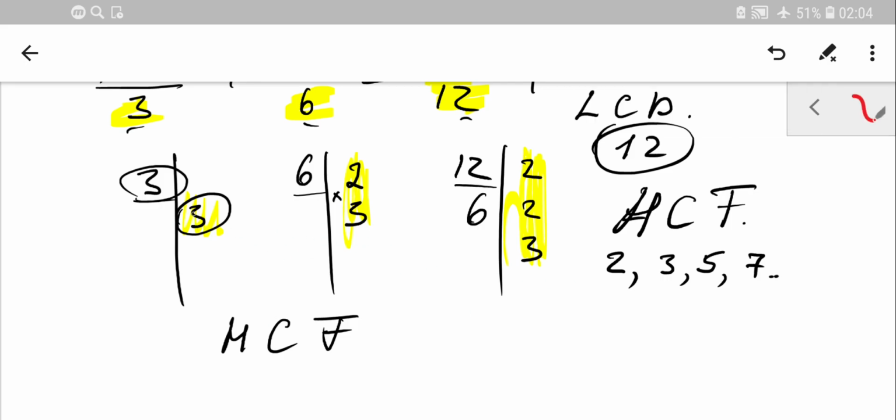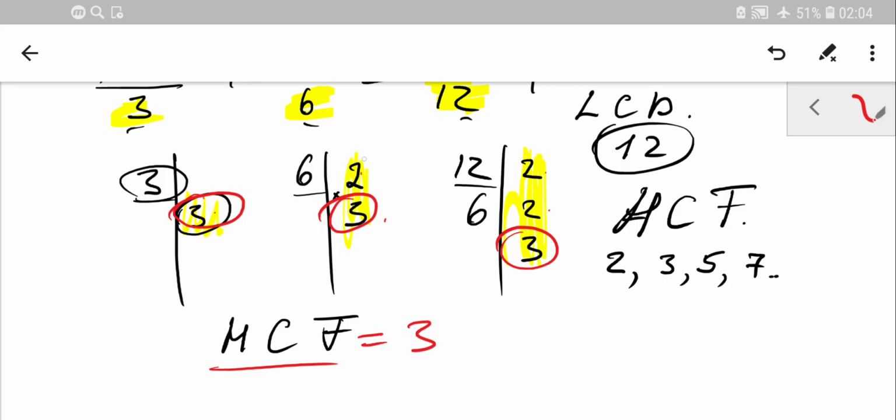So we decompose 3 as just 3, 6 as 2 and 3, and 12 is 2 by 2, it's 4 by 3, you'll get 12. So that's why HCF is the highest common factor, meaning it should be common for each number that you want to take. So obviously this 3 is the HCF. So HCF is only 3.